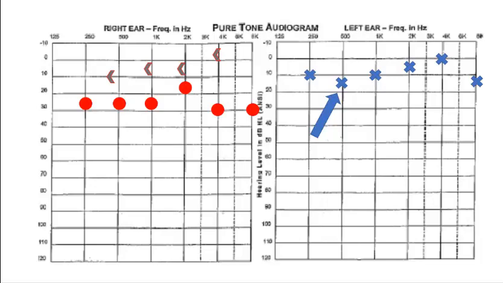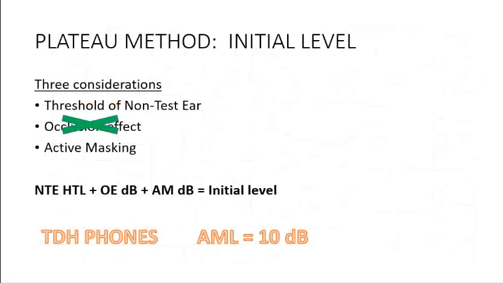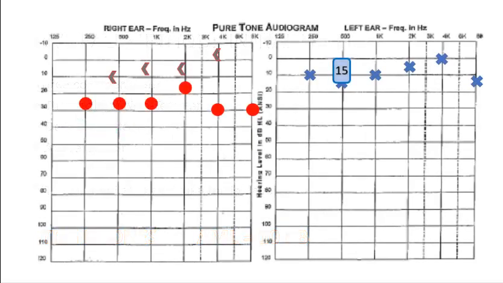Let's look at 500 Hz. We'll have to decide on an initial masking level. Here are our three components to do this. What would happen if we ignored the occlusion effect in this situation? Let's take a look. We'll need 15 dB of masking due to the hearing threshold level of the non-test ear. And we'll add 10 dB of active masking to this value to come up with an IML of 25 dB. We should be good to go, right?